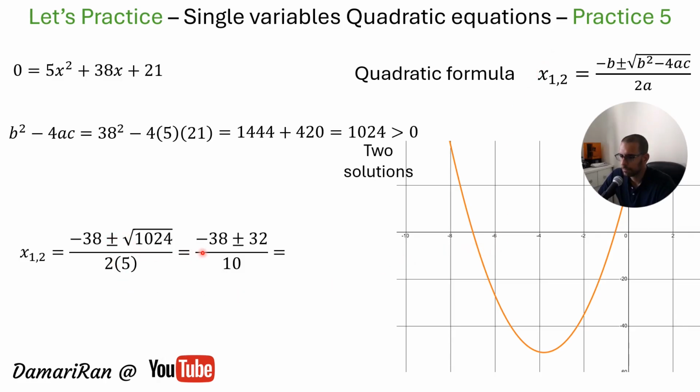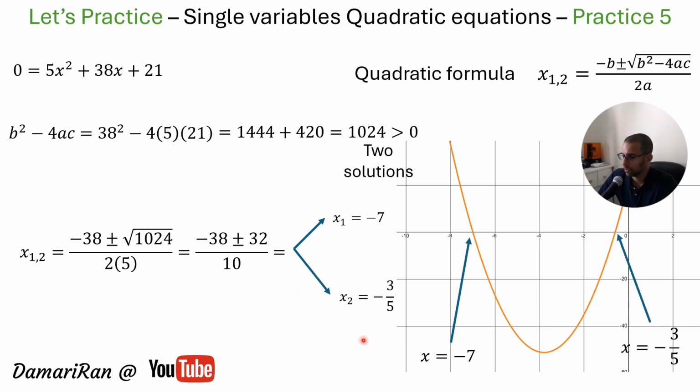And I'm going to have -38 minus 32, that is -70 over 10, which is -7. Great. -38 plus 32 is -6. -6 over 10 is -3 over 5. Great. So let's do just one last one, and then we're going to finish practice 5, and then we're going to do a summary. Ready?